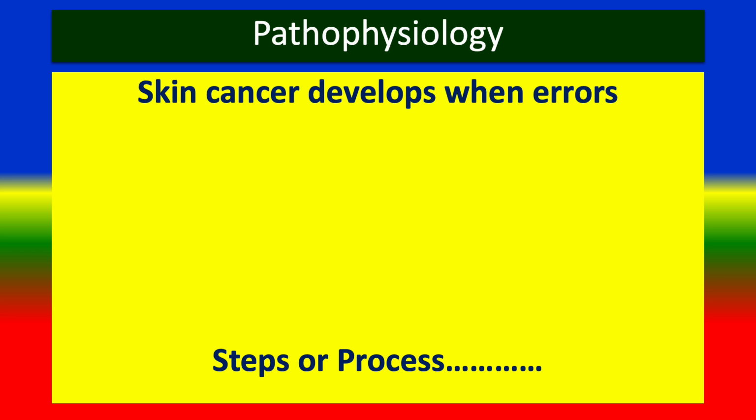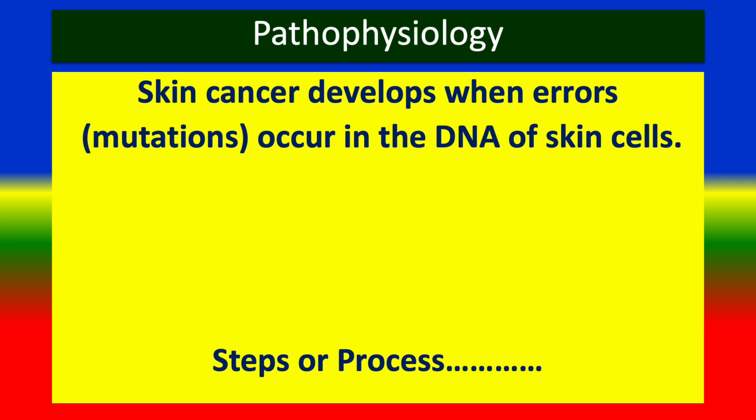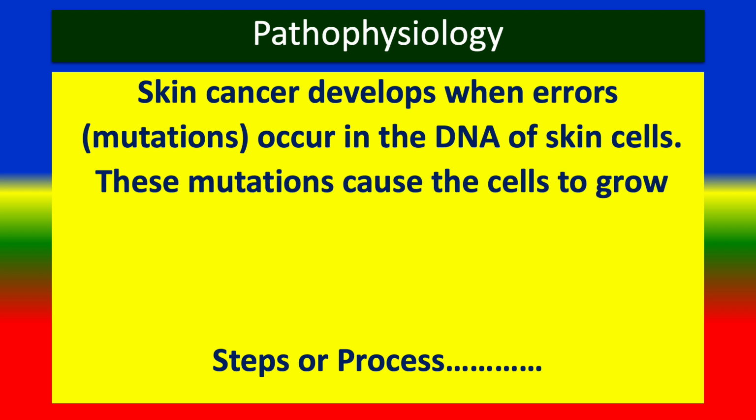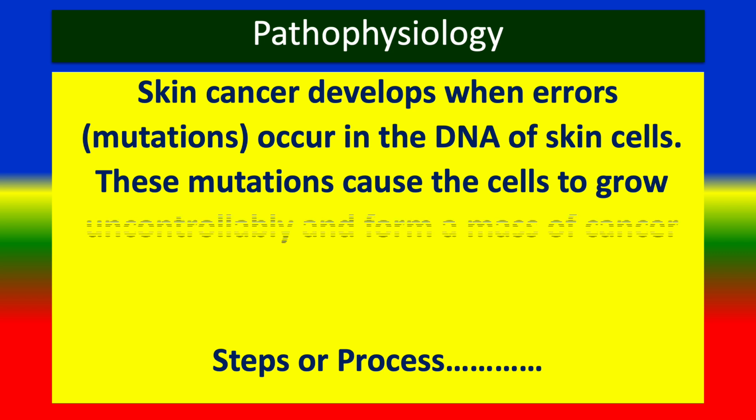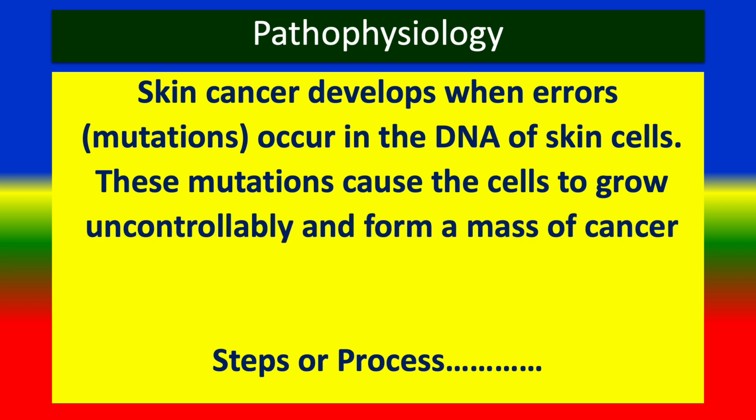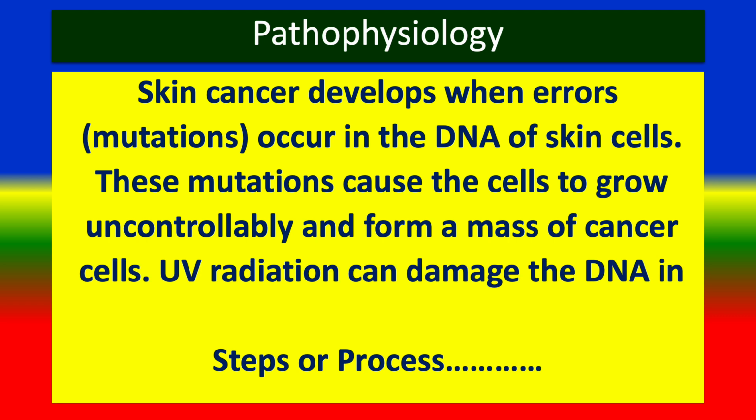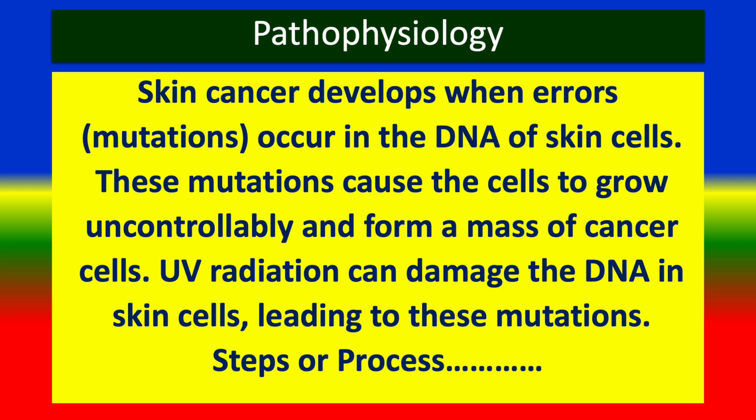Pathophysiology. Skin cancer develops when errors, mutations, occur in the DNA of skin cells. This mutation causes the cells to grow uncontrollably and form a mass of cancer cells. UV radiation can damage the DNA in skin cells, leading to this mutation. Steps or process going on.